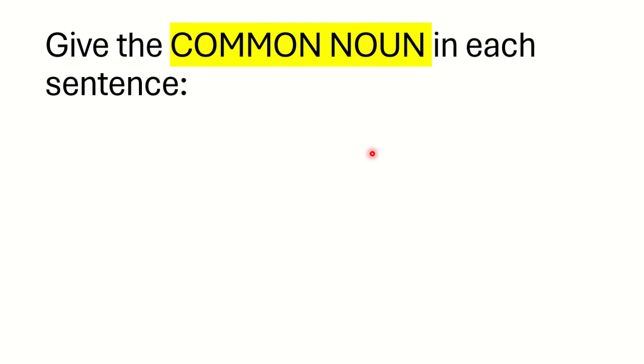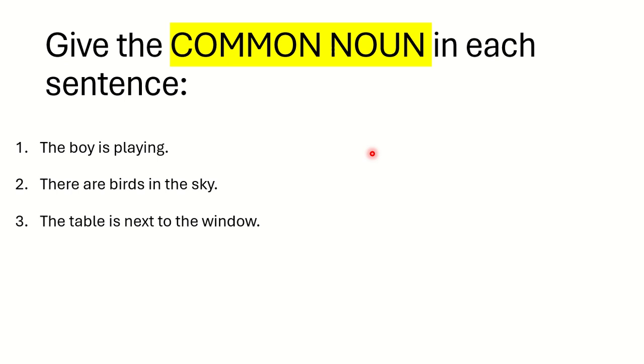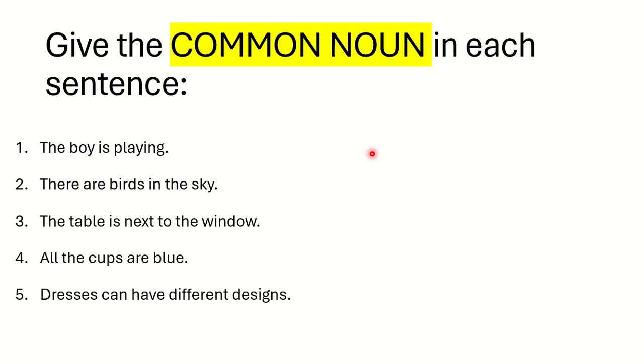Now, we will do the following exercise to test your knowledge. See if you can identify the common noun in each sentence. The boy is playing. There are birds in the sky. The table is next to the window. All the cups are blue. Dresses can have different designs. Some of these sentences only have 1 common noun and some of them have 2.